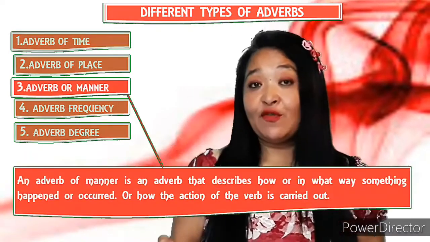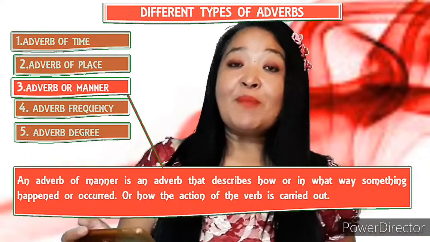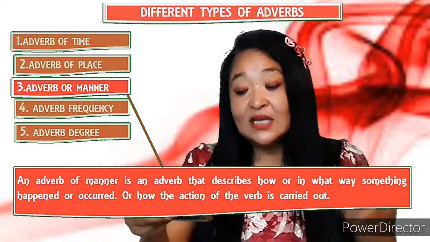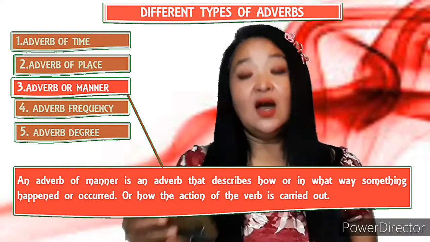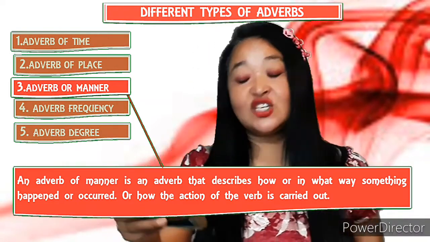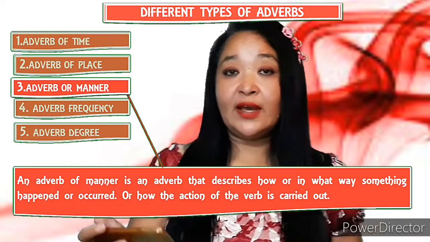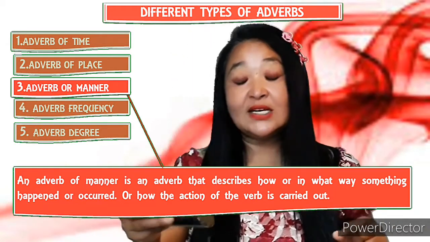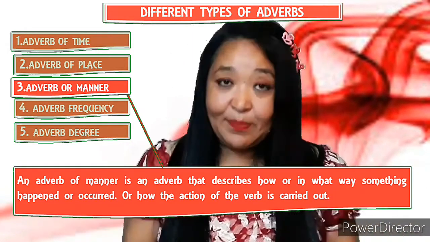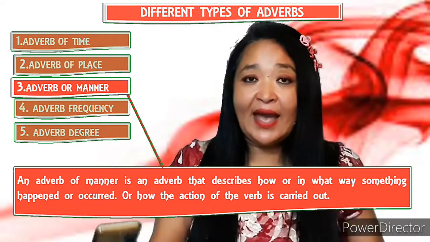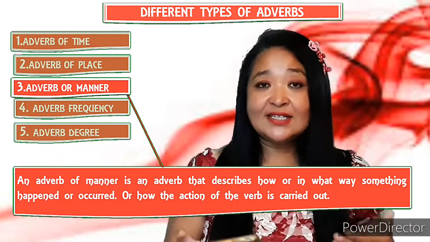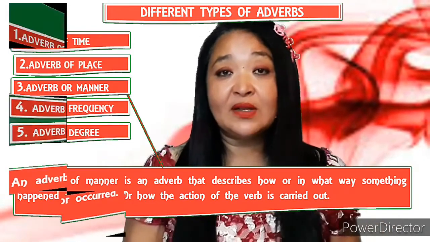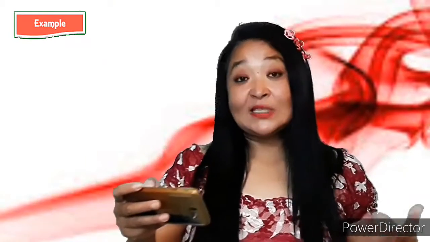So what is an adverb of manner? Well, adverb of manner is an adverb that describes how or in what way something happened or occurred. Or it also shows how the action of the verb is carried out. So the adverb of manner tells us what? It describes how something happened, or in what way something occurred. We'll try to understand it even better with the help of examples. Now let us see some examples explaining the adverb of manner.